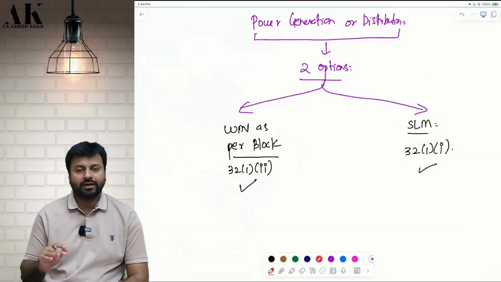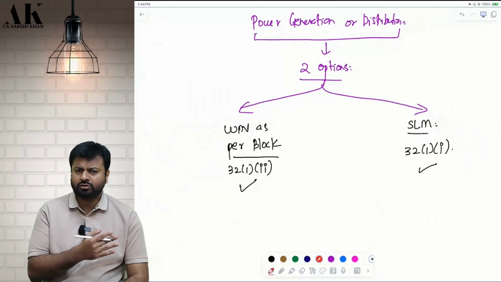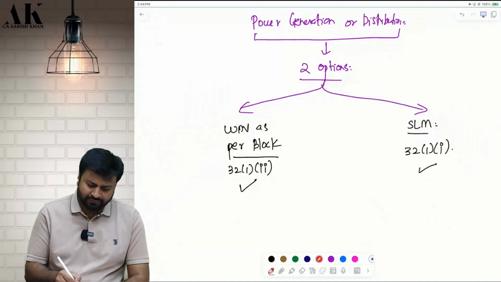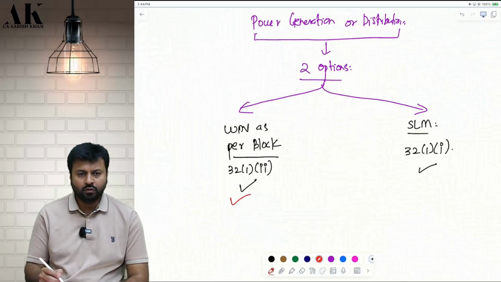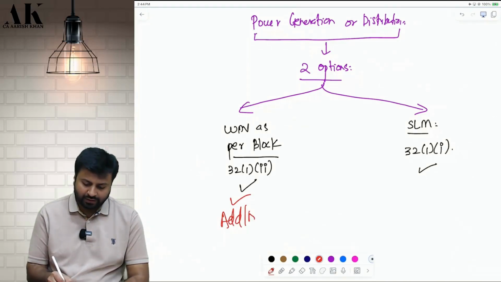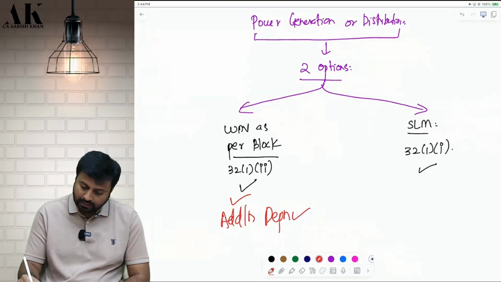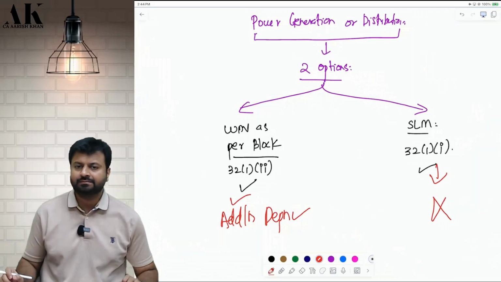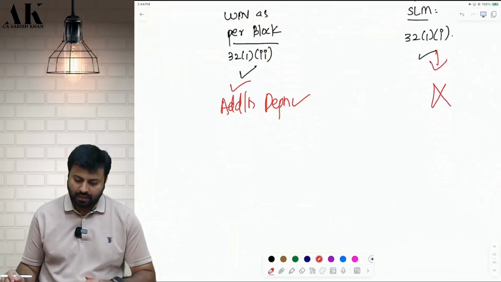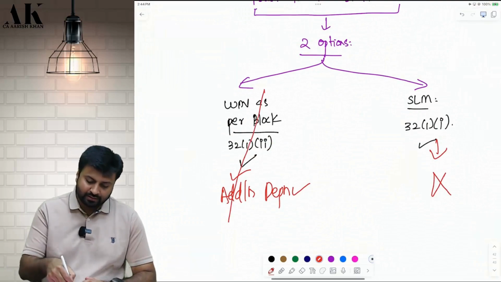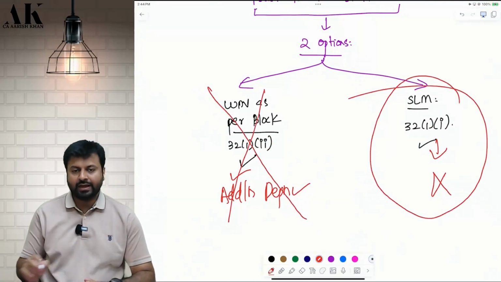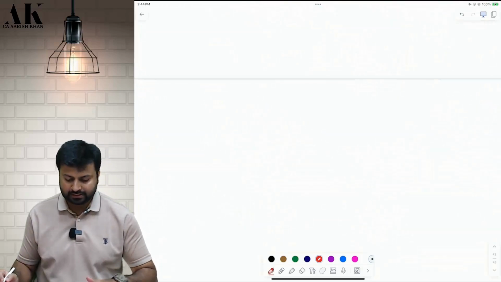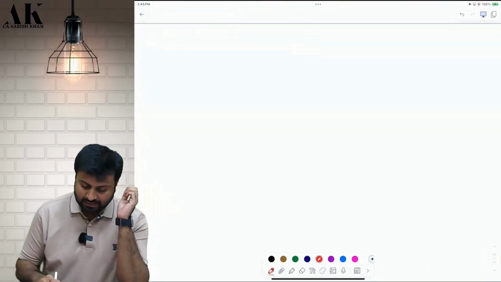But one thing I would like to say right now, which I have told you earlier also, that if you follow WDV as per block, then you are also eligible for additional depreciation. But if you follow SLM, additional depreciation is not allowed. Is it clear, all of you? Please tell me. Now, I am not interested in WDV as per block. I am interested in SLM for power generating assessees. So how will their depreciation be computed, sir?